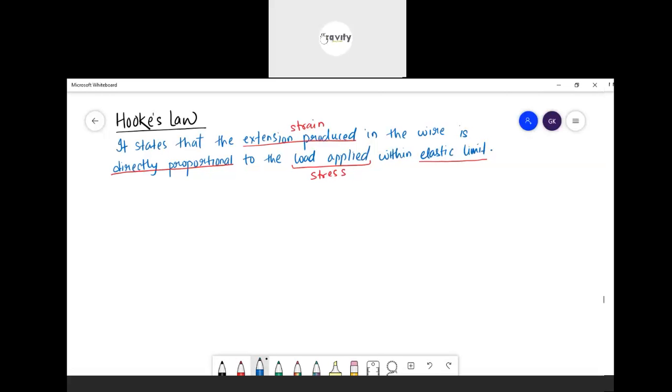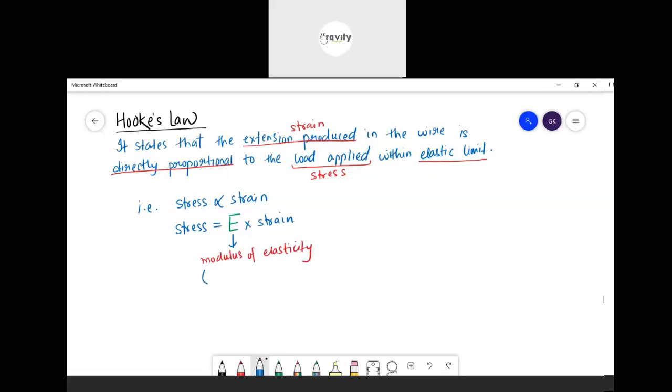It can be expressed as stress proportional to strain, and when we removed the proportionality, we got a constant here, that is E into strain. This E here is a proportionality constant. This was termed as modulus of elasticity.